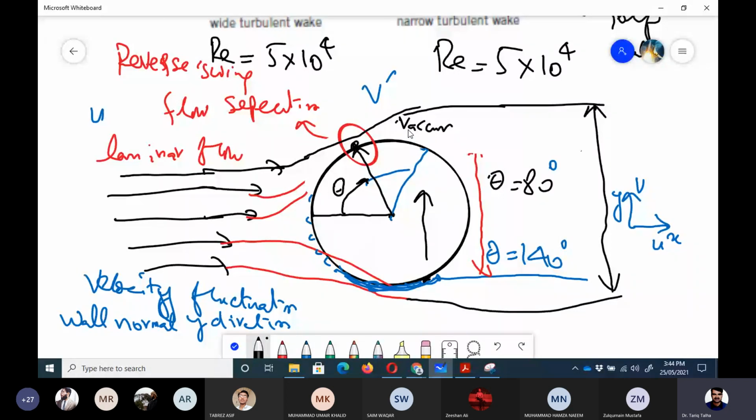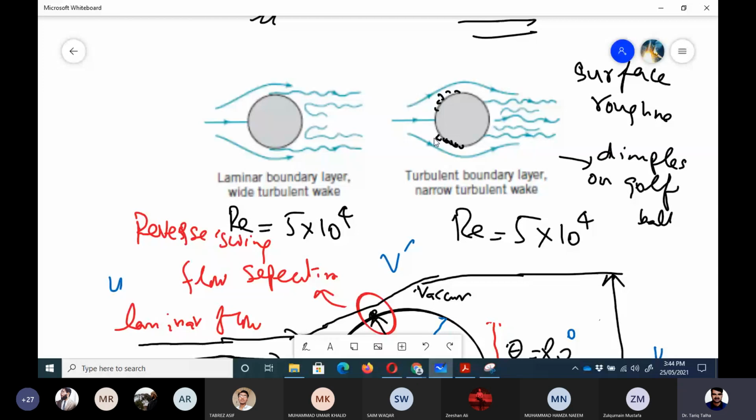So the crux of all the discussion I have done here is that if we want to reduce the total drag force, we put some kind of roughness on the sphere surface or solid surface, so that the wake region is smaller and the total drag force would be less in case of surface roughness, right? But consider if we have a streamline body.